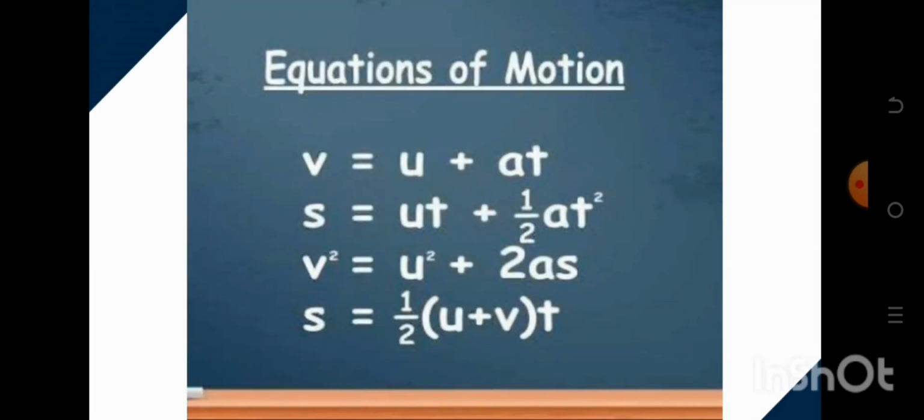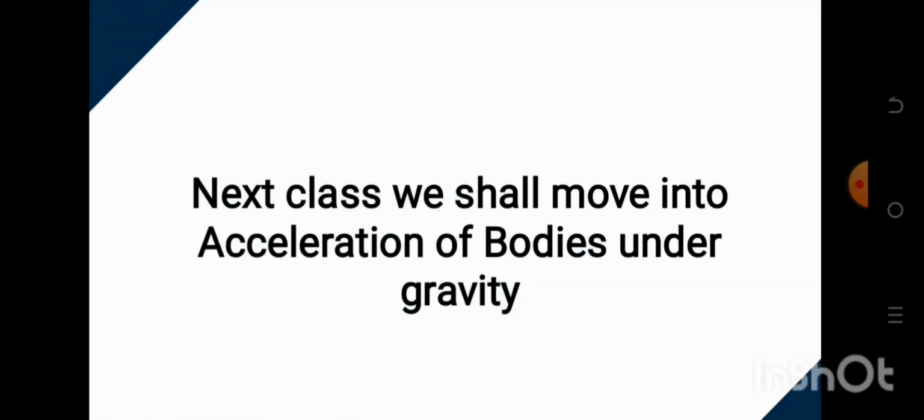Alright, in conclusion, let's remind ourselves of the equations of motion once again. v equals u plus at. s equals ut plus half at squared. v squared equals u squared plus 2as, and s equals 1 over 2 into bracket u plus v close bracket t. Next class we shall move into acceleration of a body under gravity.